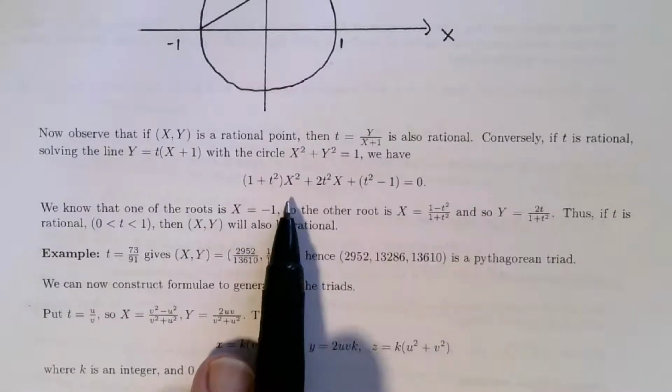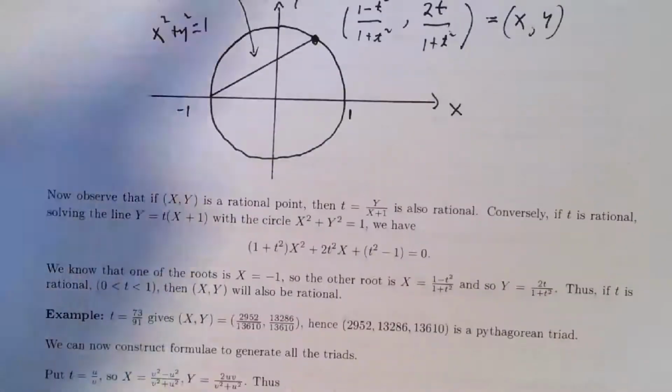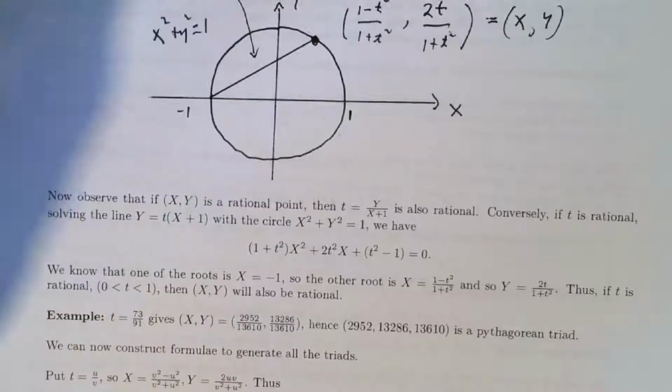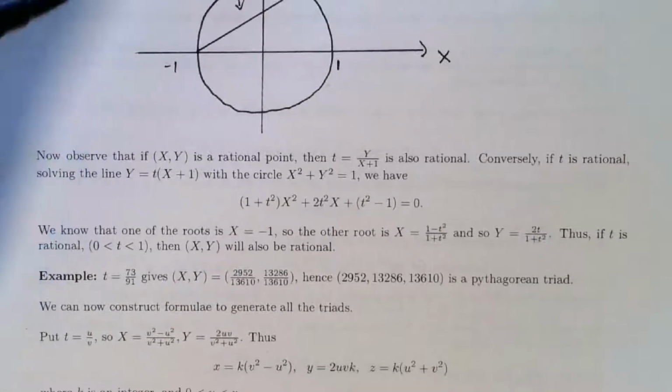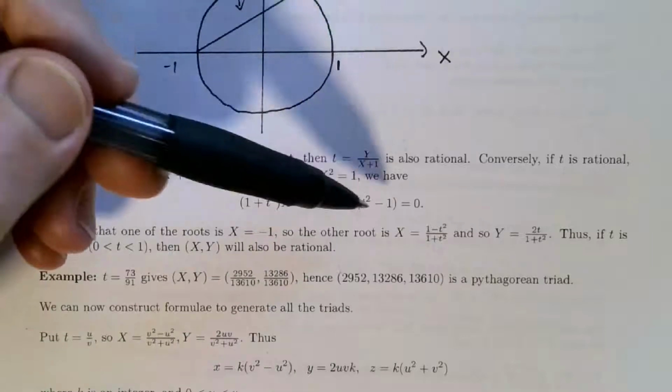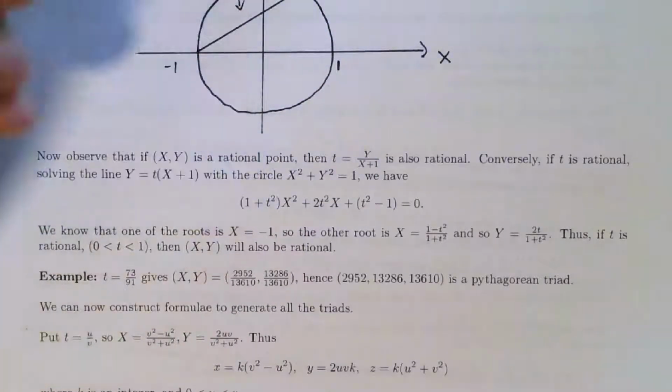We know one of the roots of it. One of the roots is minus 1 because this line passes through here. So one of the roots is x equals minus 1. We don't need to solve this quadratic because we can just use the product of the roots. So the product of the roots is going to be this number over this number.